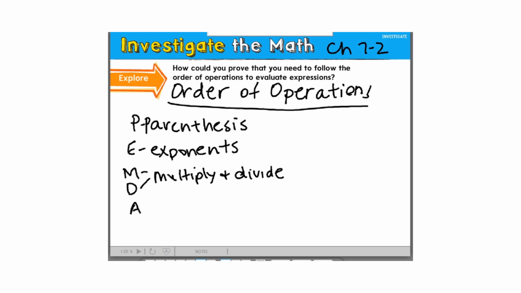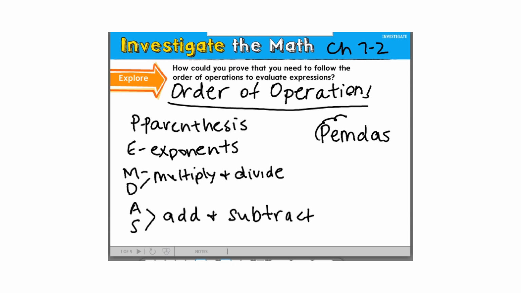M and the D stands for multiply and divide. And then the A and the S stands for add and subtract. So P stands for parentheses, E stands for exponents, then the M and the D are for multiply and divide, and the A and the S are for add and subtract.